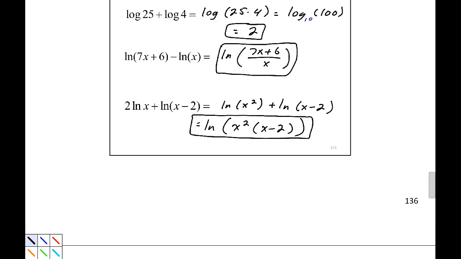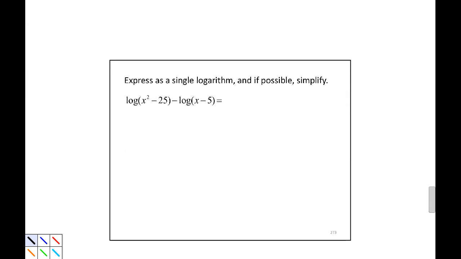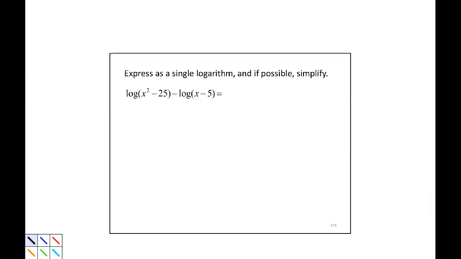Now for our last example in this objective, express as a single logarithm and if possible simplify. Log of the quantity x squared minus 25 minus log of x minus 5 as a quantity. So this is subtraction between 2 logarithms, so this will become a quotient. It's a common log, so I have a base 10. So my numerator is x squared minus 25. My denominator is x minus 5 inside, or as an argument to my log.